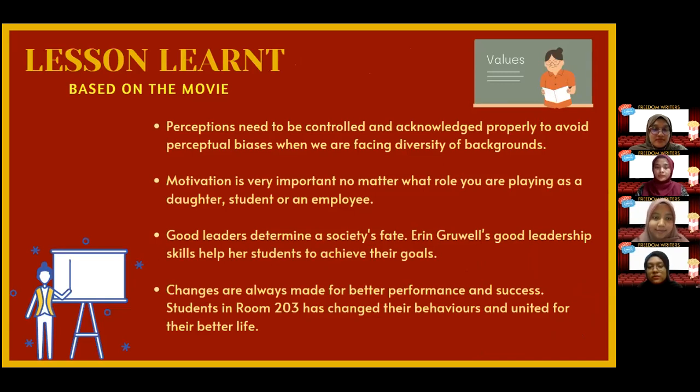To summarize, there are several lessons to be highlighted in the movie from the elements explained earlier. First, perceptions need to be controlled and acknowledged properly to avoid perceptual biases when we are facing a diversity of backgrounds. Second, motivation is very important no matter what role you are playing, as a daughter, student, or an employee. Then, good leaders determine a society's fate. Erin Gruwell's good leadership skills help her students to achieve their goals. And finally, changes are always made for better performance and success. Students in room 203 have changed their behaviors and united for their better life. We have to be ready to adapt and to accept changes in our life. And there is so much more to learn from this movie.